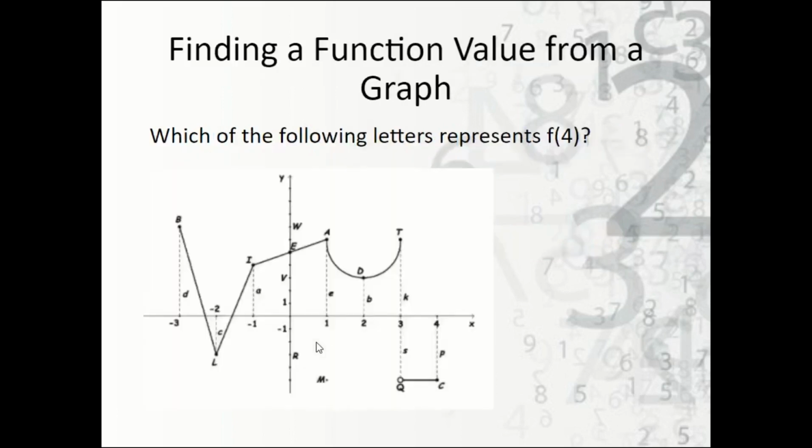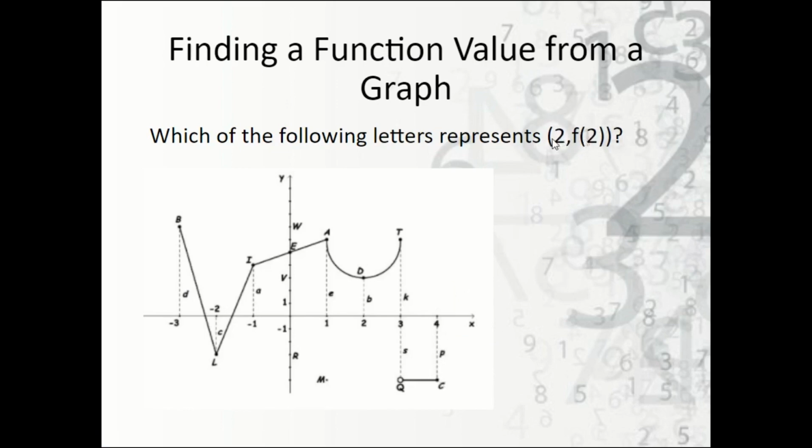So, finding a function value from a graph. Which of the following letters represents f of 4? I'm going to go to where x is 4, which is here. Notice f of 4 is represented by this dotted line P here. So it's right there, and we would say then that P represents f of 4. Now if it asks for the actual solution, then that would be C. So P is our answer in this one.